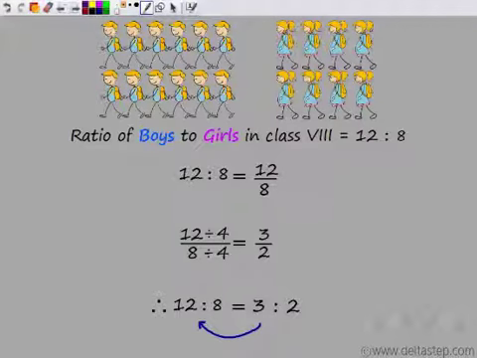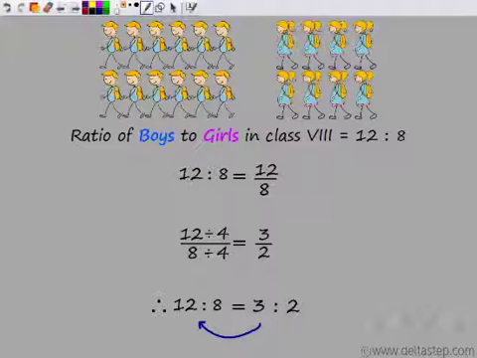Or you can say that you can multiply both the antecedent and the consequent by 4. 3 into 4, 12. 2 into 4, 8. So if I multiply both by the same number, I get this. If I divide both these numbers by the same number, I get back to this, which are equal. So the ratios are equal if you divide both the antecedent and consequent by the same number, or if you multiply both the antecedent and consequent by the same number.